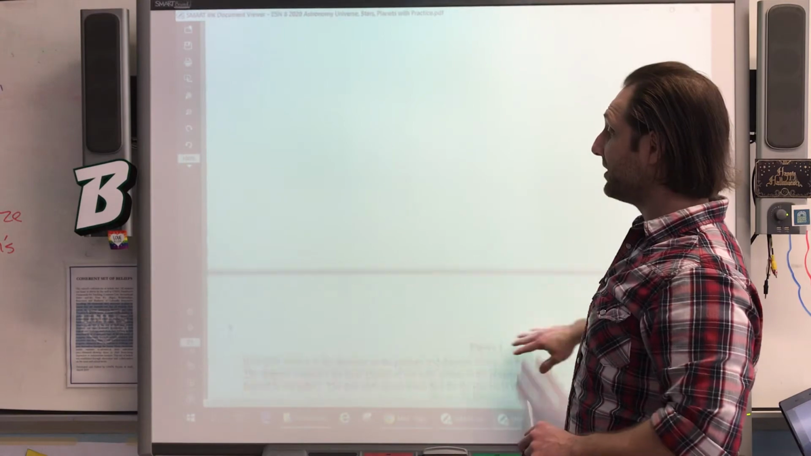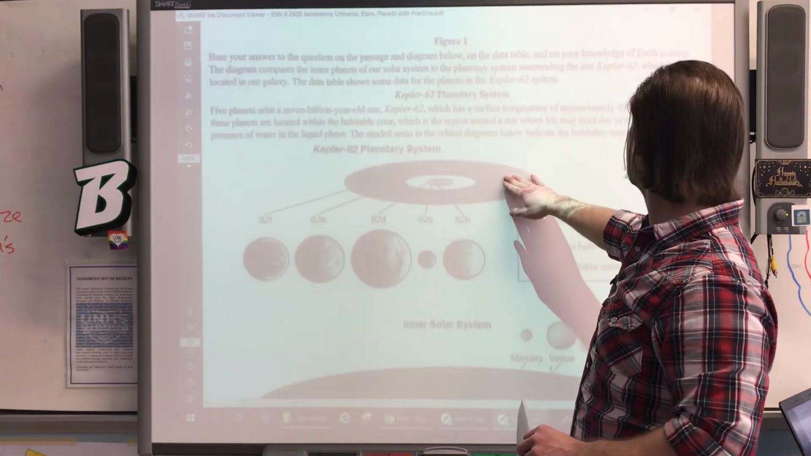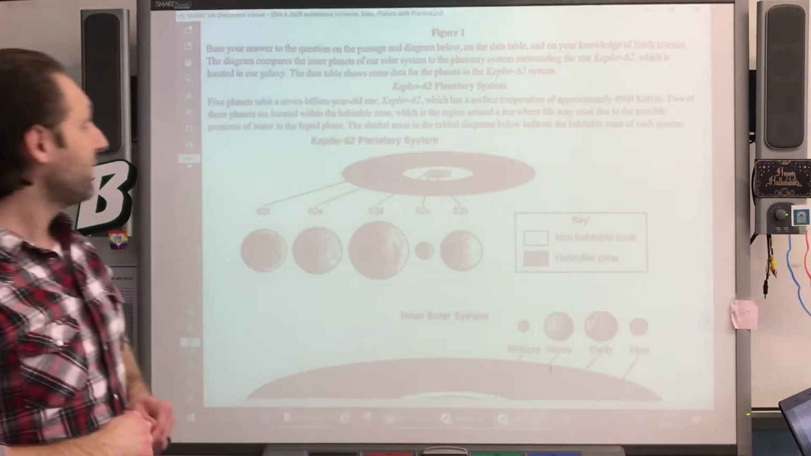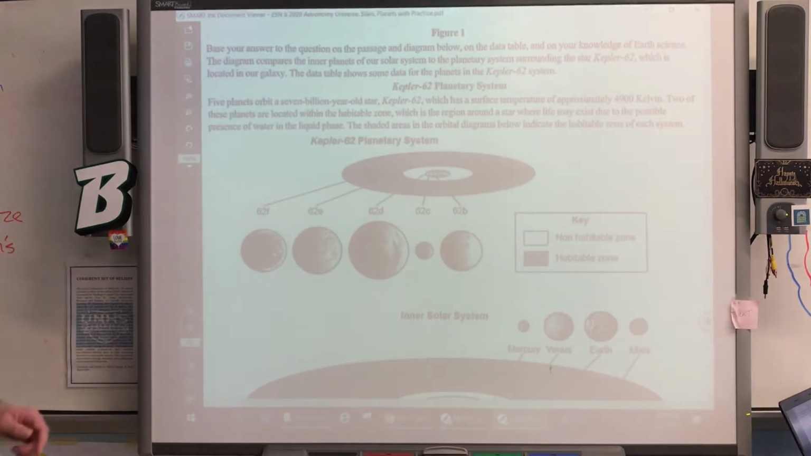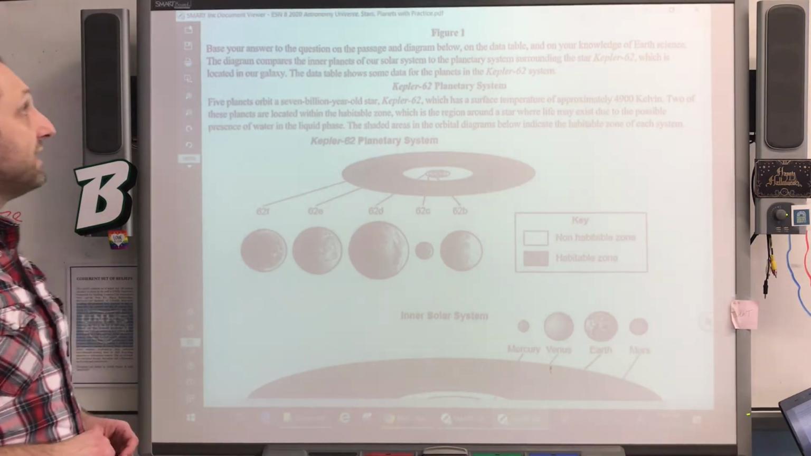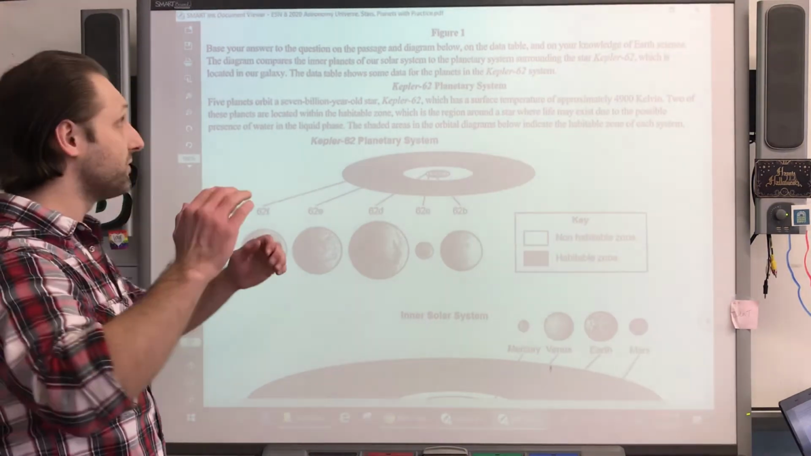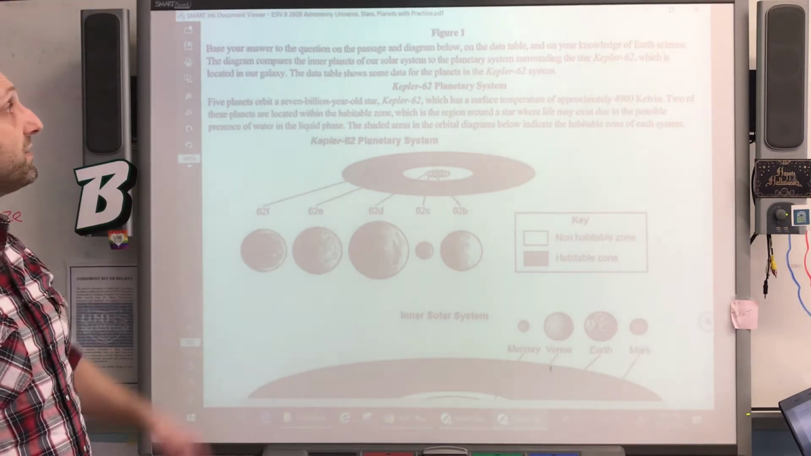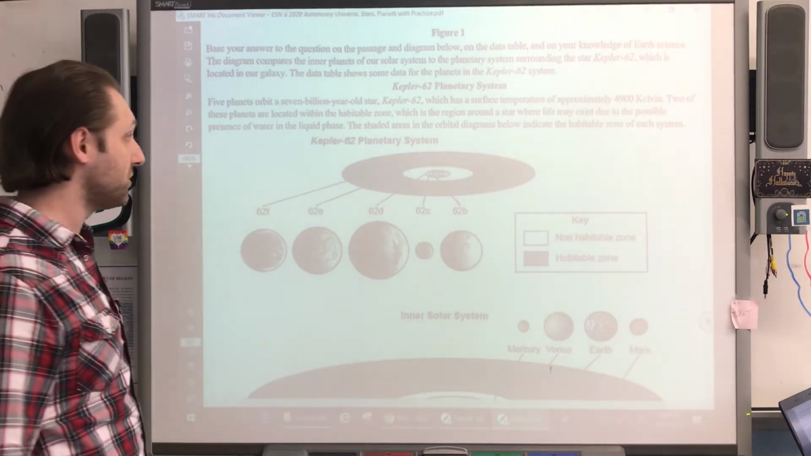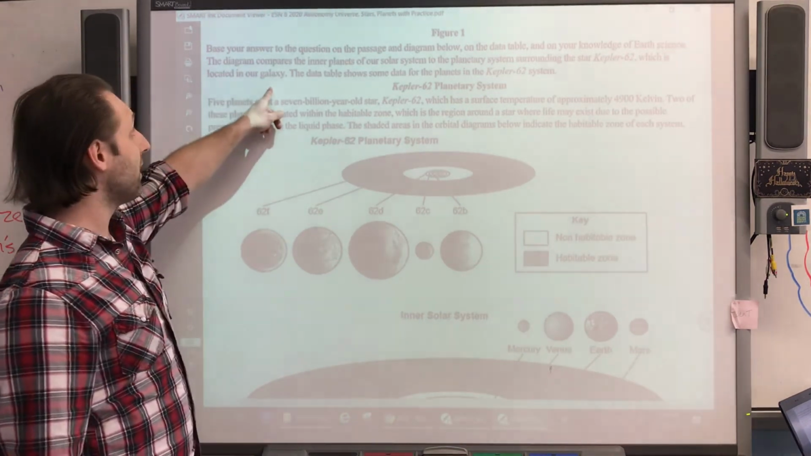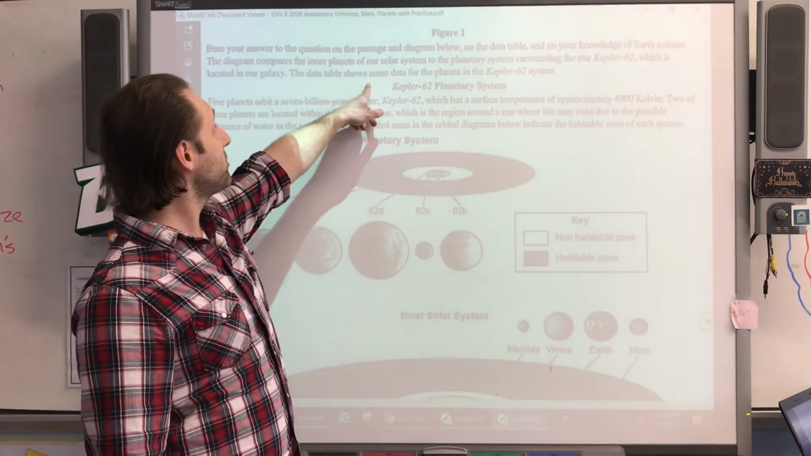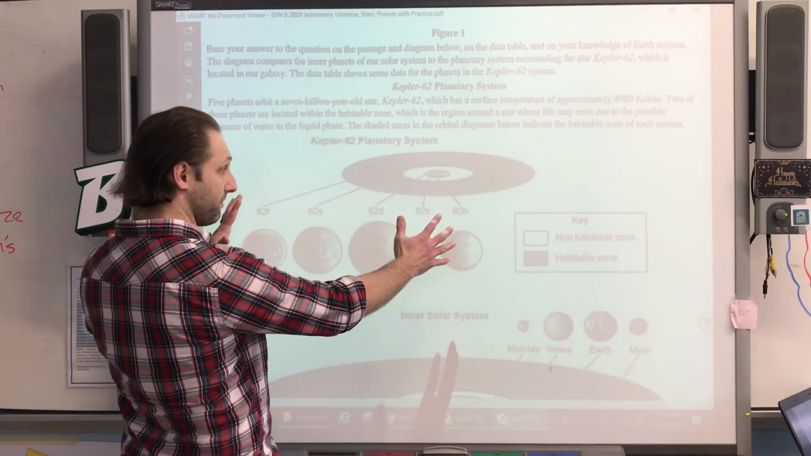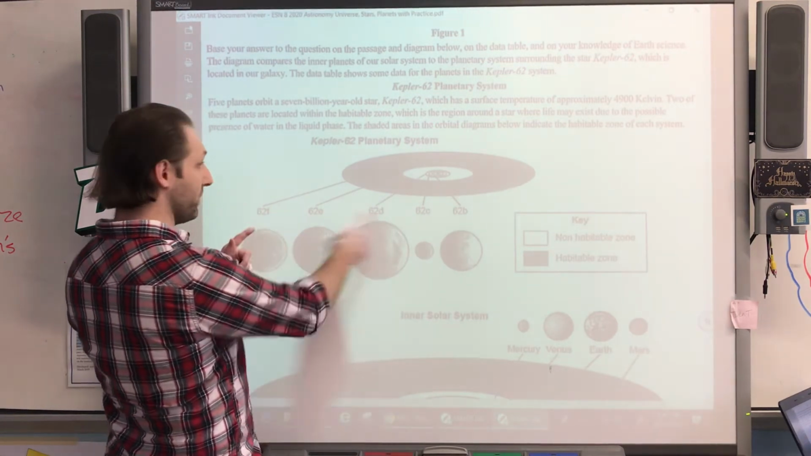All right, this one, if you didn't, you need to take a moment to read through this. It's going to take us a moment together to be able to read this one too, so we can solve it. Figure 1, base your answer to this question on the passage diagram below and on the data table, and on your infinite knowledge of Earth science. The diagram compares the inner planets of our solar system to the planetary system surrounding the star Kepler-62, which is located in our galaxy. So the data table below shows data for the planets in Kepler-62 system. Got planets, 62 with letters, all right?